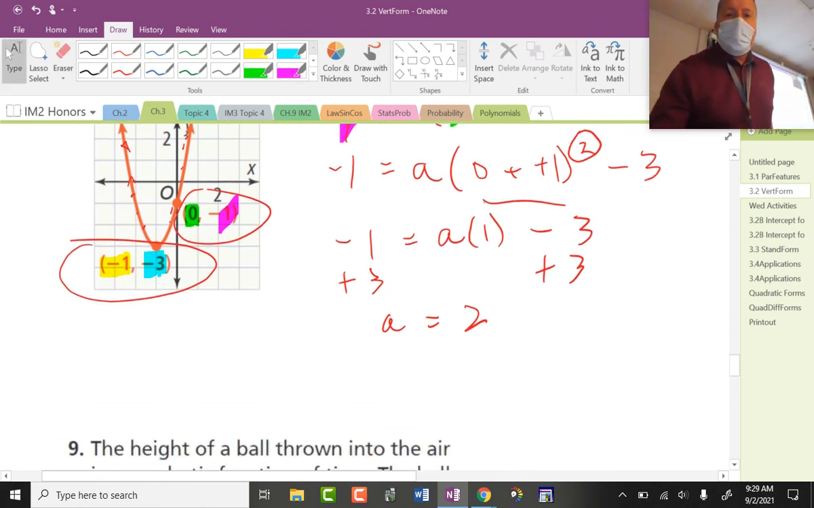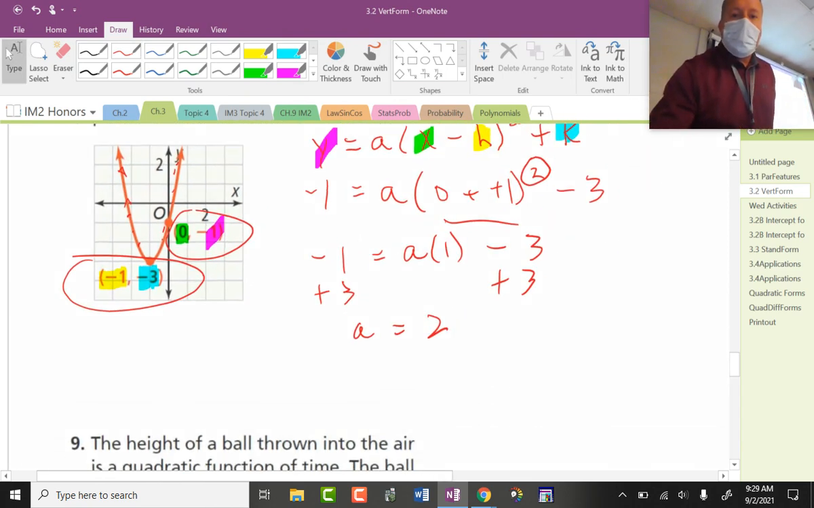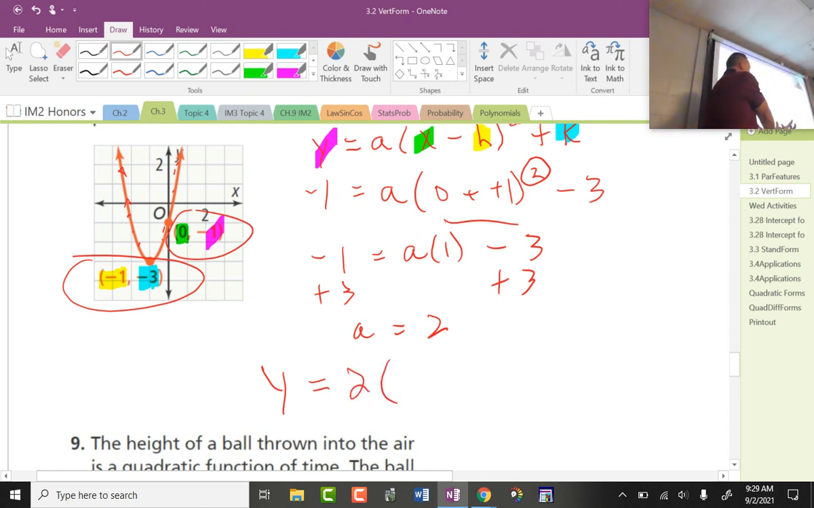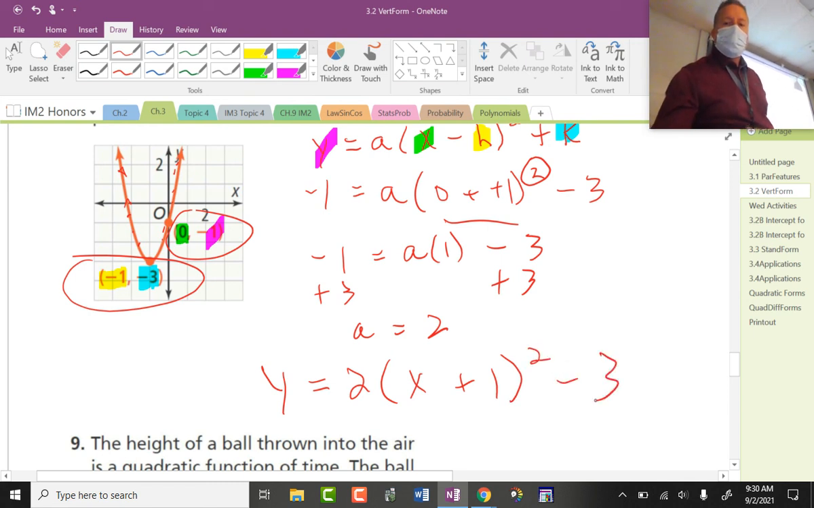All right, and this is where I ran out of time with the other class. And you can go and pack up your stuff, but the final answer needs to be written. You bring Y back because there's an infinite amount of X comma Y's, but then you insert the vertex in, and the a value, and that is the equation of this parabola.